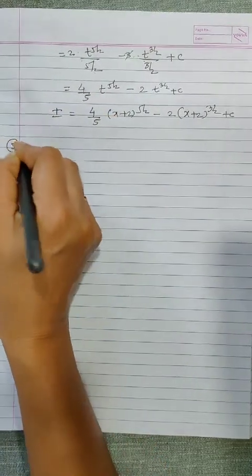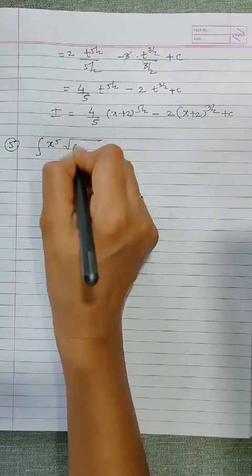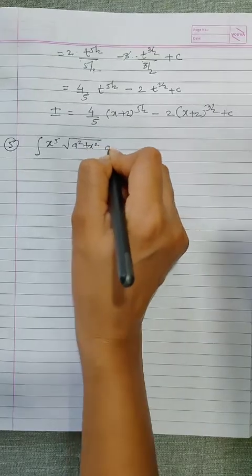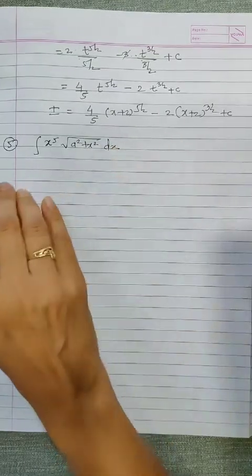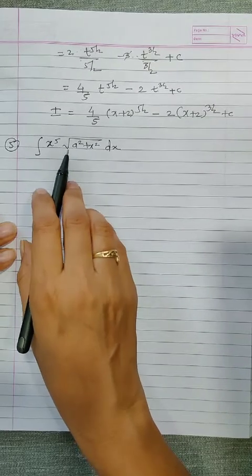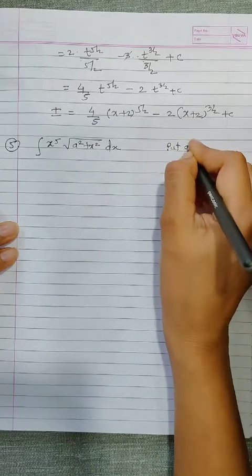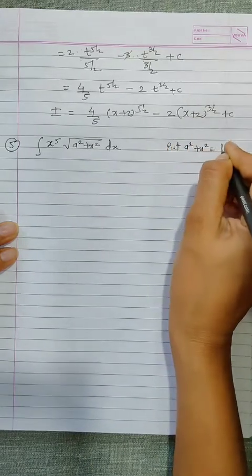Let us take one more example. Integration of x raised to 5 into under root a square plus x square dx. Now in the previous example I have put the under root term as substitution. Here also the under root term is a square plus x square. So we will put a square plus x square equal to t.